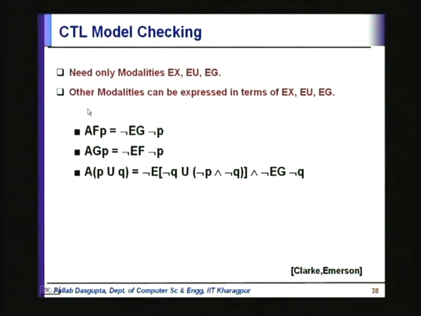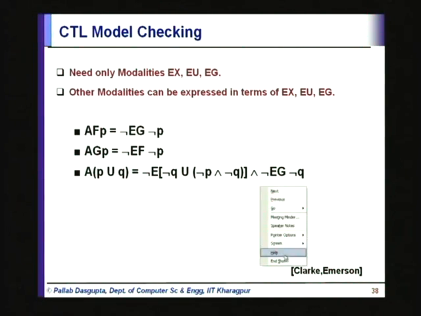So, the basic modalities that are required in CTL are EX, EU and EG, and all others can be expressed in terms of these. For example, AFP can be expressed as not EG not P. Okay. AGP can be expressed as not EF not P, and A[P until Q] can be expressed like this. This is slightly more complicated. What this says is that if you want A[P until Q], which means that along all paths P until Q must hold, right, then we need to have that not EG not Q, which means that along all paths in future Q must hold.